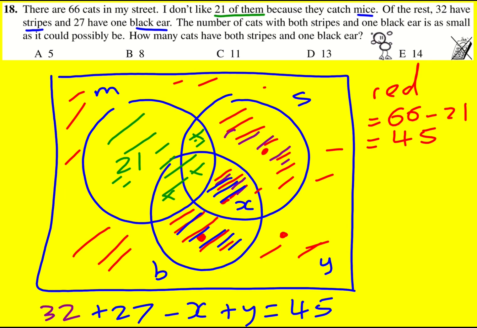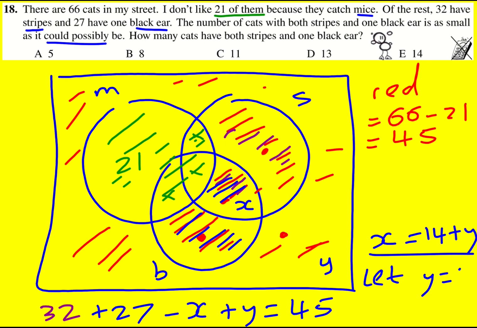Okay, we're actually nearly there. We can rearrange this now. So this is going to be 59, and therefore I'm going to get x is equal to 59 minus 45, which is 14, plus y. So x is 14 plus y. Now the question says we want the number of cats with both stripes and one black ear to be as small as it could possibly be. So to do that, we're going to let y equal 0. And then x would be 14. And that is our answer.